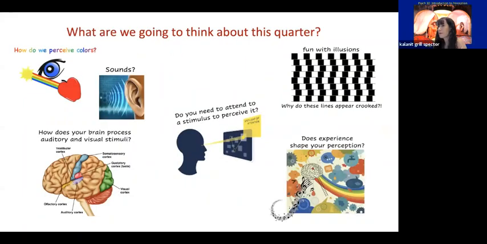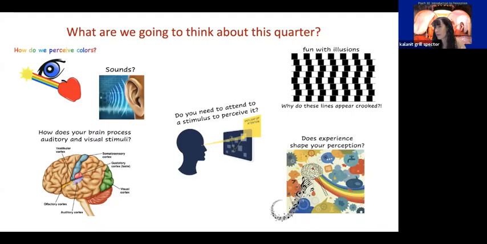So what are we going to do this quarter? What we're going to do this quarter is think about many different perceptual phenomena and how they're implemented in the brain. We're going to ask some basic questions such as how do we perceive color? How do we perceive sounds? How does our brain process auditory and visual stimuli? Do we need to invoke cognitive processing such as attention to perceive stimuli? And more importantly, how does our experience shape our perceptions?